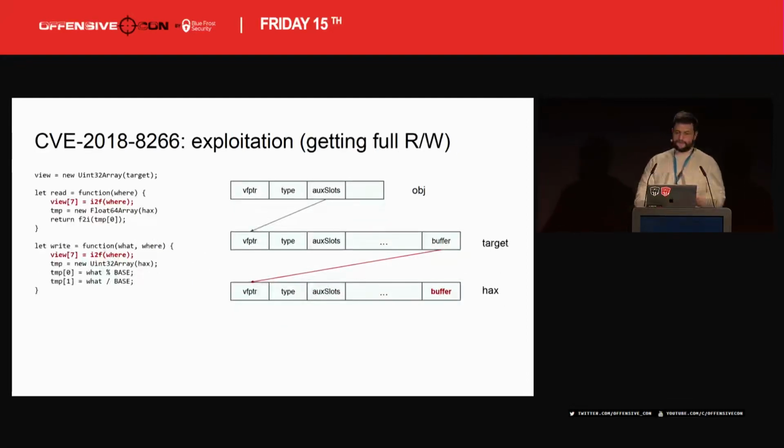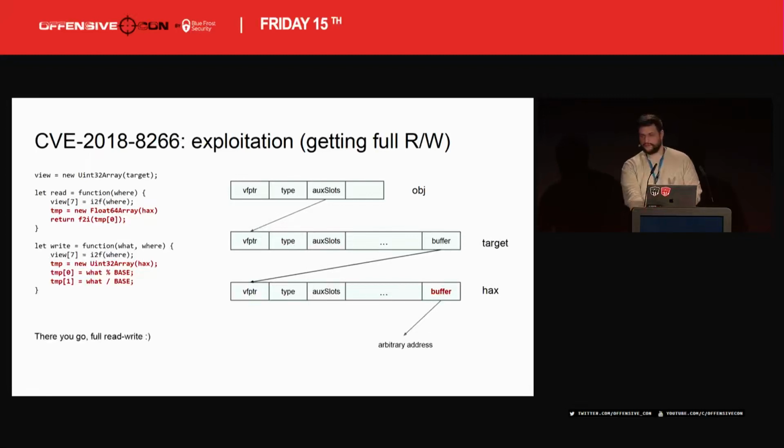And now with that, I can construct a read and write primitive, totally repeatable, totally arbitrary, which is really nice. This is the code for it. Basically, the first thing it does in both read and write, I write to offset 7, which basically corrupts the buffer of hacks. And now I can just create a typed array on hacks, and that will actually read and write from an arbitrary memory location. So that basically gives me full read-write, and that's enough to get RCE, at least on Chakra.